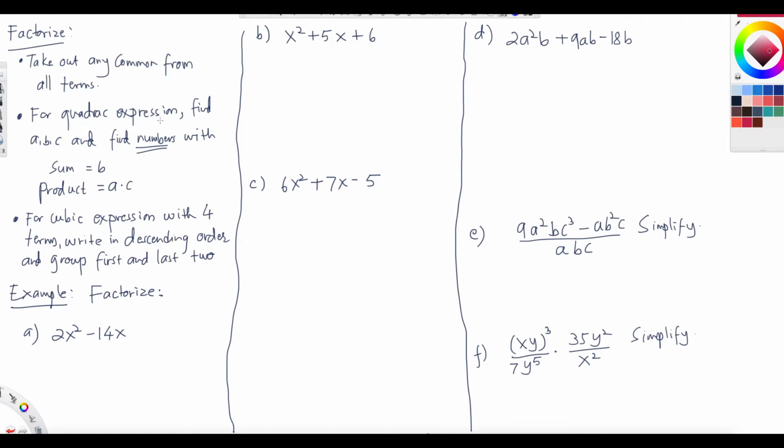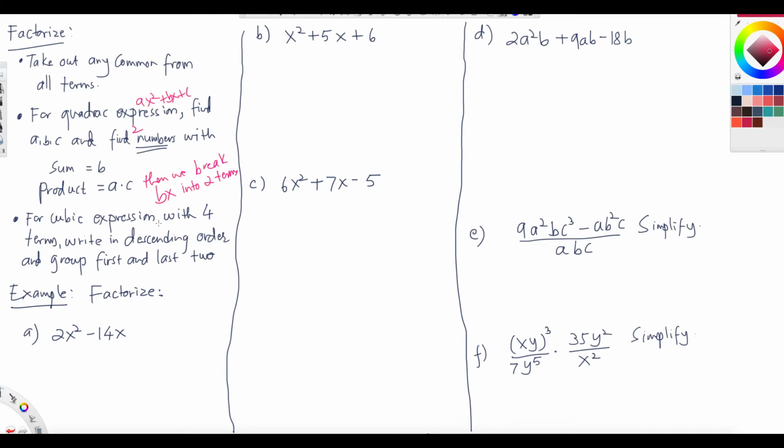For a quadratic expression, if you want to factorize that, you find out a, b, and c, because a quadratic expression will be of the form ax squared plus bx plus c, right? You find out two numbers with sum b and product a times c, and then we break bx into two terms, and then you group the first two and the last two terms. We will see that in the example.